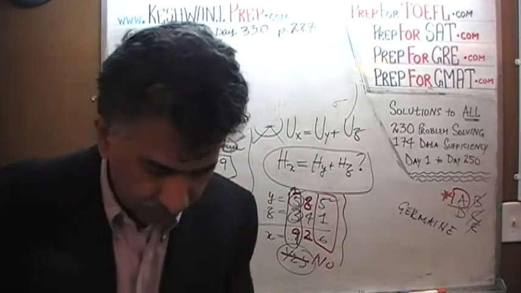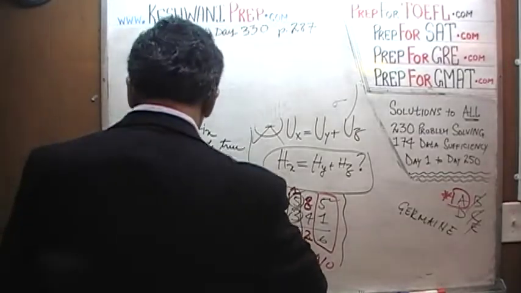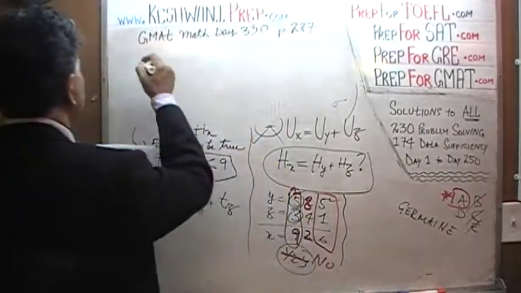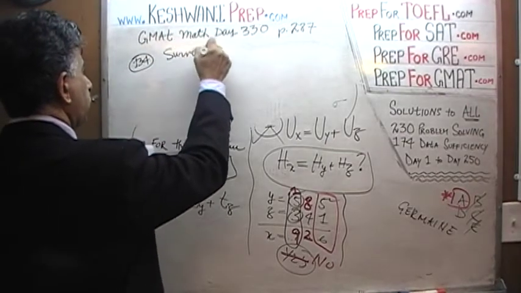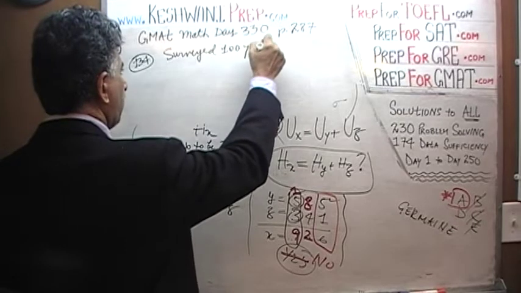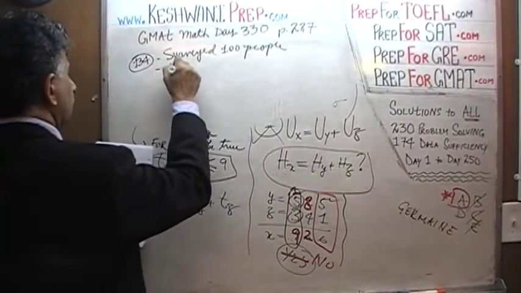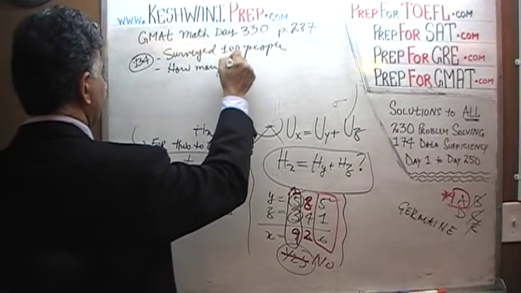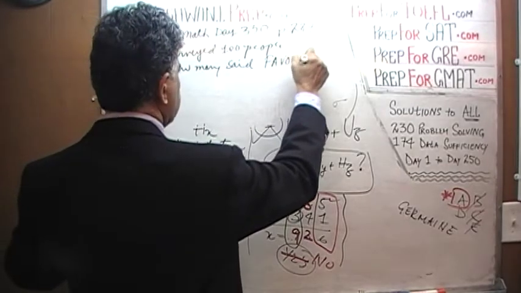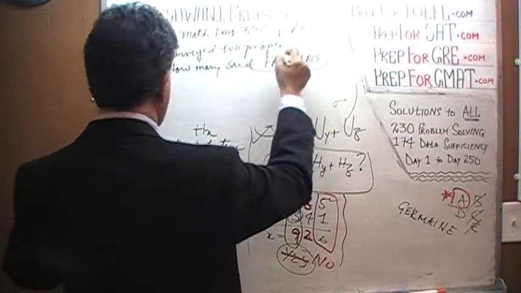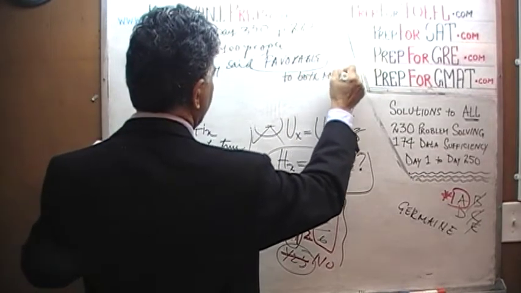Let's go to the next one, number 134. In number 134, we are told that we surveyed 100 people. Question is, how many said favorable to both M and N?